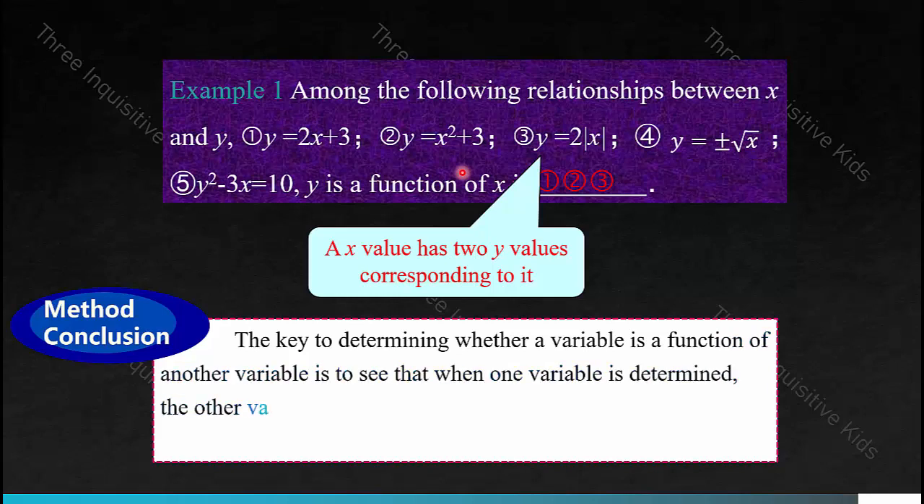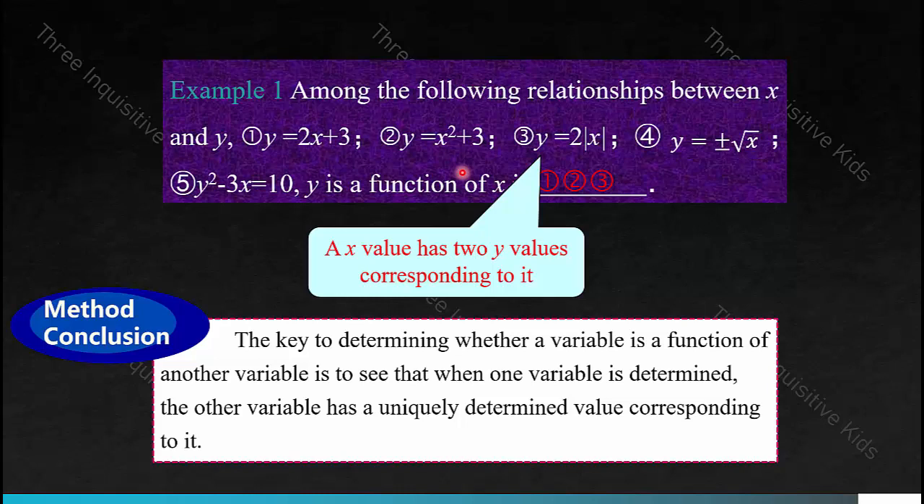Method conclusion. The key to determining whether a variable is a function of another variable is to see that when one variable is determined, the other variable has a uniquely determined value, a one-to-one correspondence, corresponding to it.